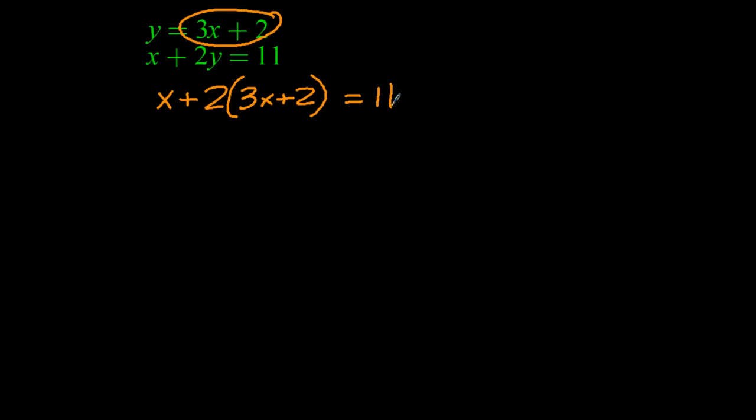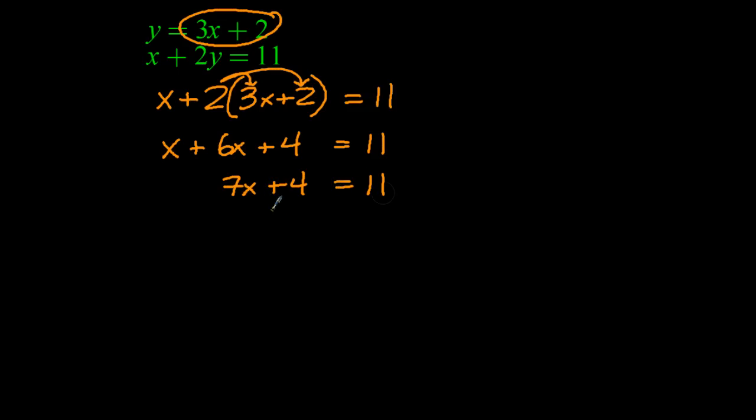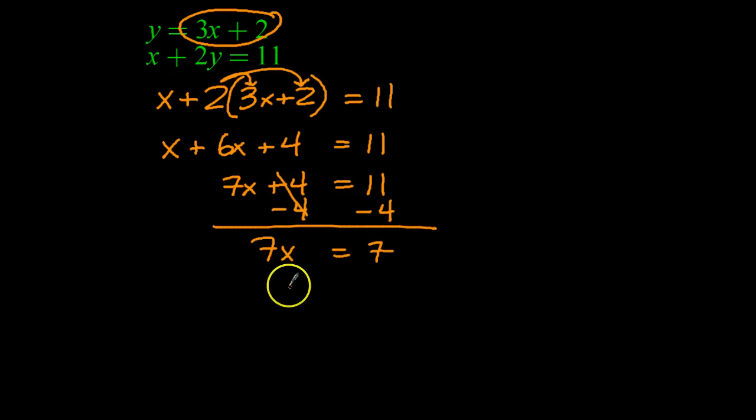Okay. Well, now I have to use the distributive property. So I'm going to say x plus, and I do 2 times 3x, so that's going to be 6x, and then 2 times 2 is 4, and we'll make that equal to 11. Well, now let's simplify, and so I have x and 6x together make 7x plus 4 is equal to 11. I'm going to subtract 4 from both sides, and I get 7x is equal to 7. Divide by 7. Hopefully you already saw that x is going to be equal to 1.